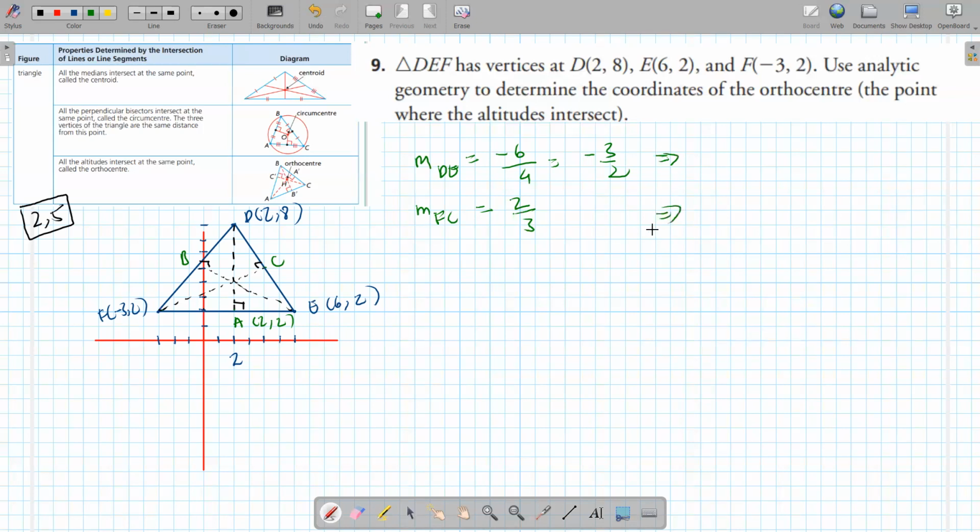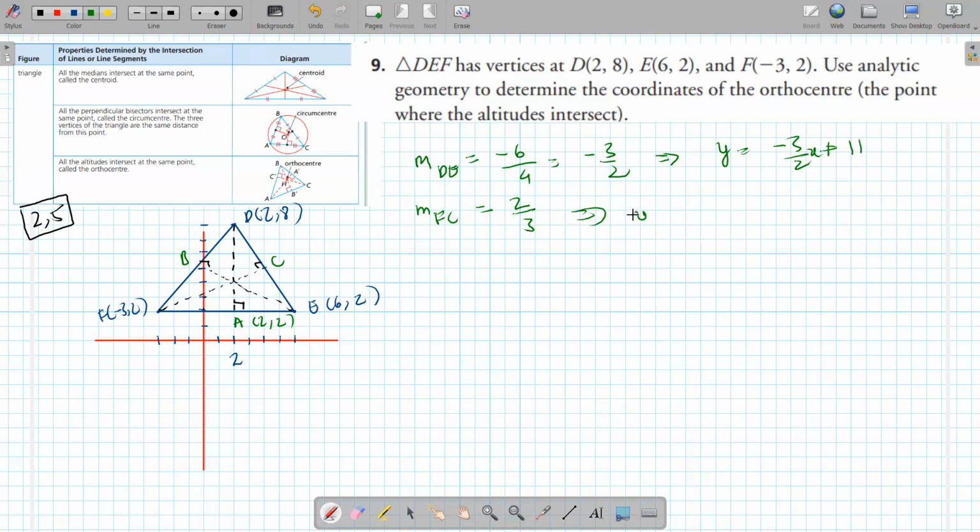Next, we're going to find two equations and set them equal to one another to get what point C is. So this one's going to be y equals -3/2x plus b, right? This is going to be D to E. I'm just going to plug the point D in there, which is going to be 8 equals -3/2 times 2 plus b. B is going to be 11, okay? So that's going to be the equation of the line D to E, plus 11.